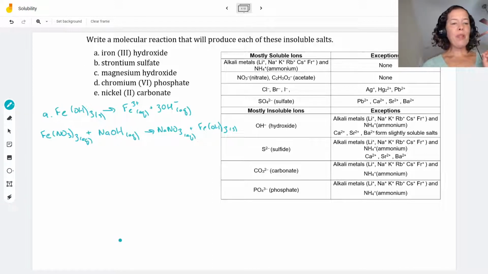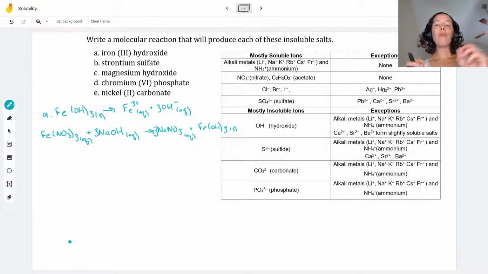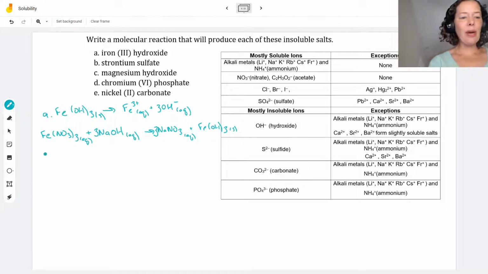So the last thing to do here is to balance. I need a 3 here and a 3 here, and that is a balanced chemical equation. So this is a balanced molecular equation that will produce the insoluble salt iron 3 hydroxide. Okay, I hope that makes sense. Let's go ahead and go on to part B here.